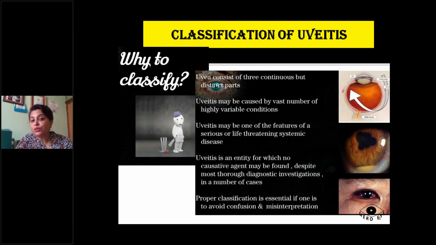And this uveitis, as we know, can be caused by a vast number of variable conditions. Some of these conditions can be life threatening also, like uveitis could be a manifestation of Wegener's granulomatosis or a manifestation of CNS lymphoma, which is a life threatening condition. Just looking at the cells in the eye, you might be preventing such a life threatening condition in that person. Moreover, we have to find the etiological agent for this disease so that you can minimize your treatment and give a targeted treatment. That's why a proper classification is needed.